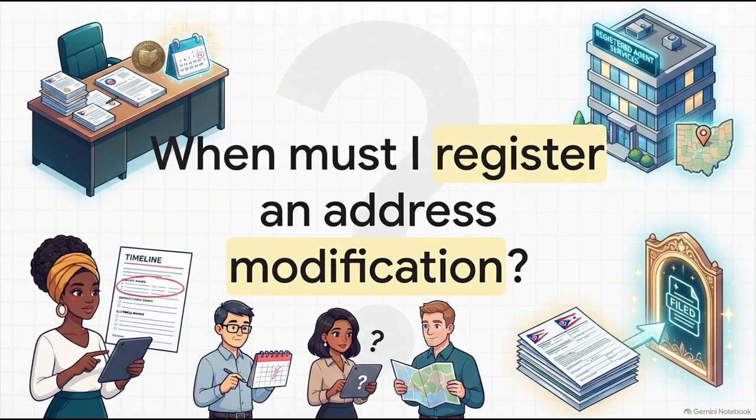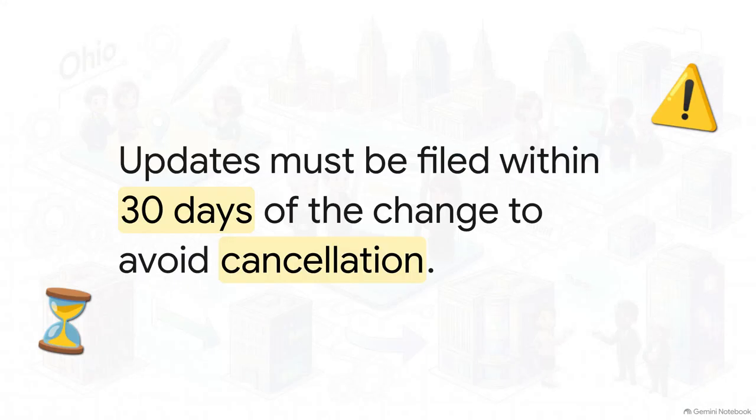Here's another one that trips people up all the time. What is the actual timeline for registering an address modification? Ohio law dictates that any updates to a statutory agent's name or address have to be officially registered within 30 days of the change. If the state catches wind that your agent is invalid or the address is wrong, they're going to hit you with a formal notice of failure to comply.